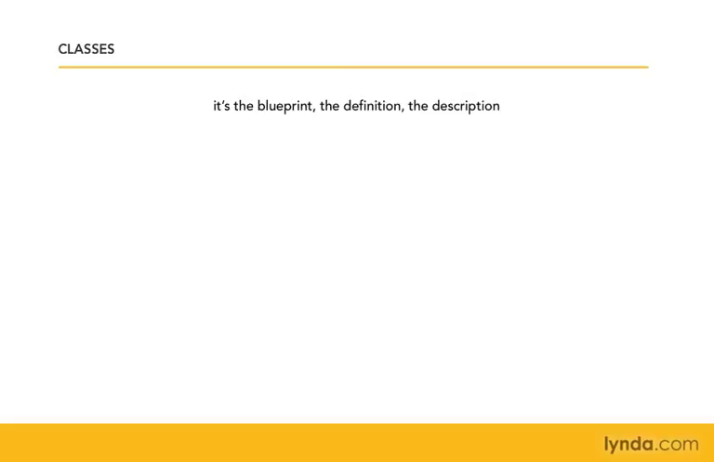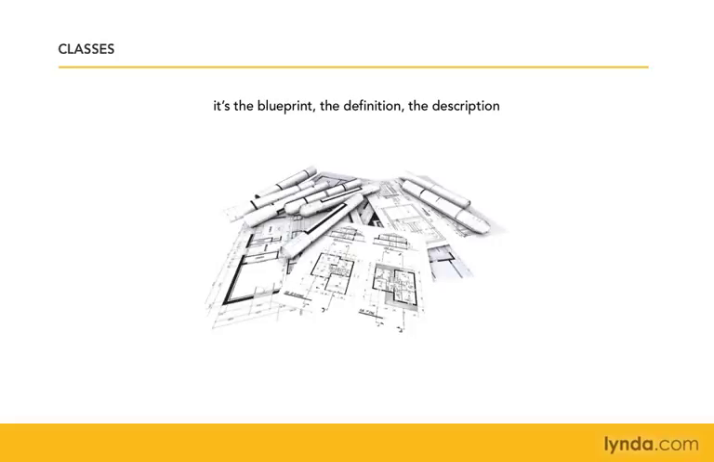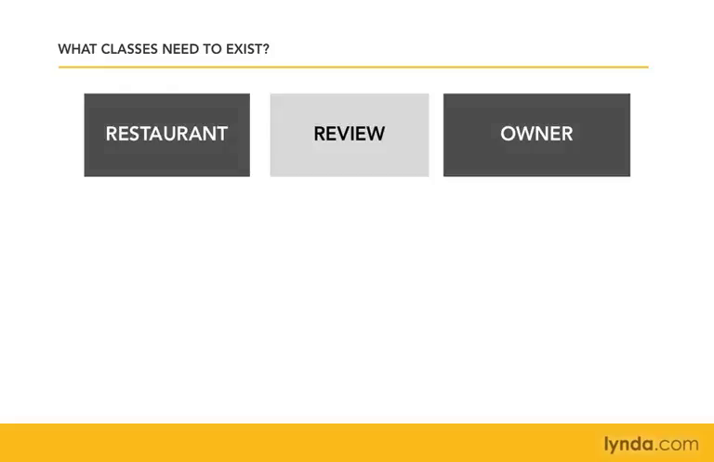A class is the definition of something in your program. It's a blueprint, it's a description. It describes what exists, what it can do, and how it's constructed. You'll write classes to represent different parts of your program. If you wrote, say, a restaurant review application, you might write a class to represent a restaurant, and a review, and a user.